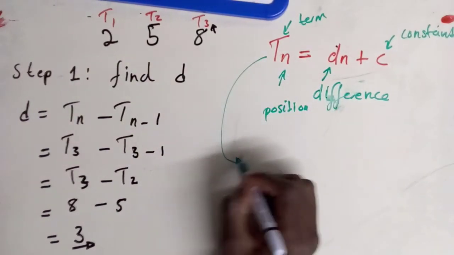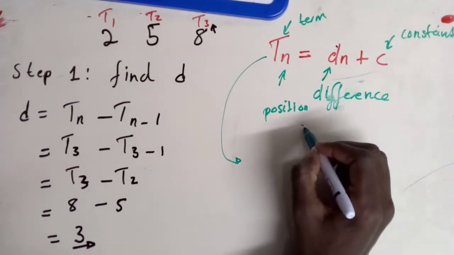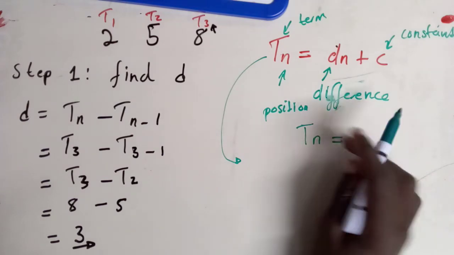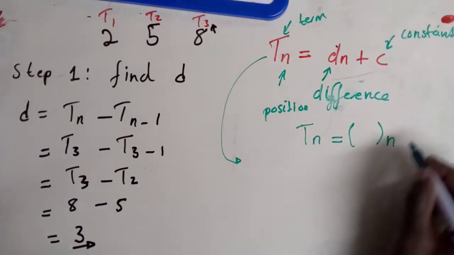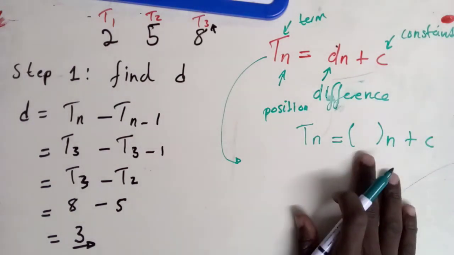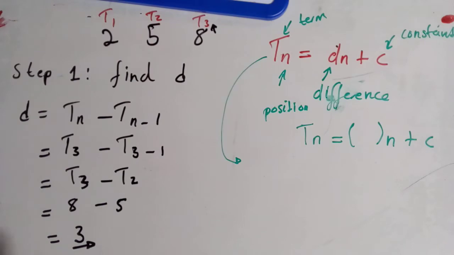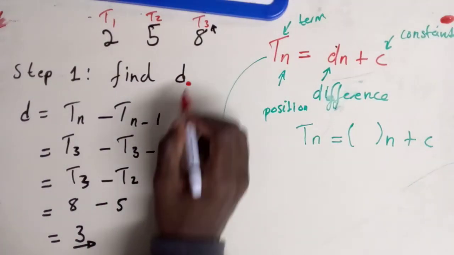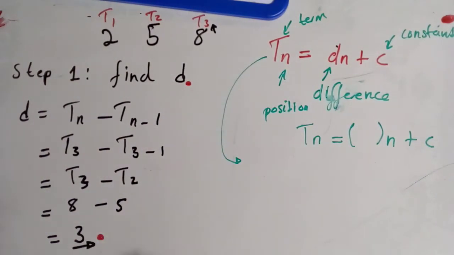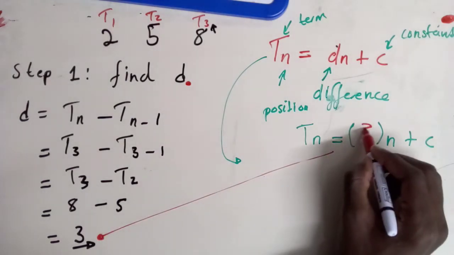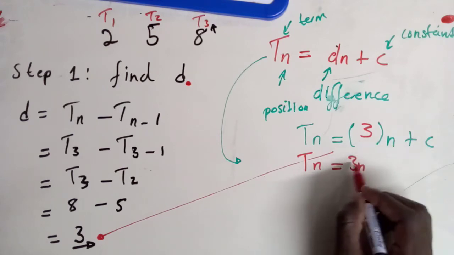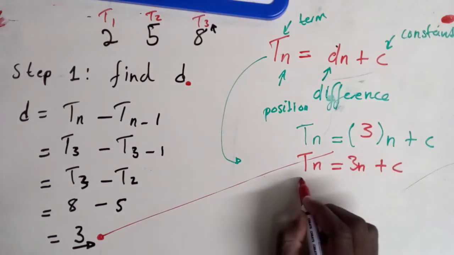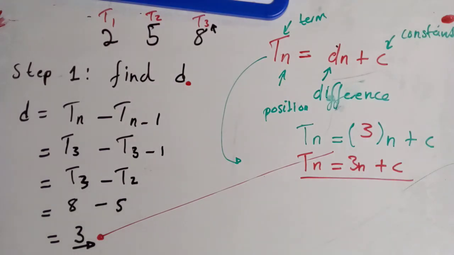I'm going to quickly rewrite our equation. Our equation is now Tn is equal to blank n plus c. Why do I leave some space here? Because I just got my value d as 3. I'm going to take this 3 and put it here, and then Tn is now 3 times n, which is 3n plus c. Okay, but we are not done. We have to find c.